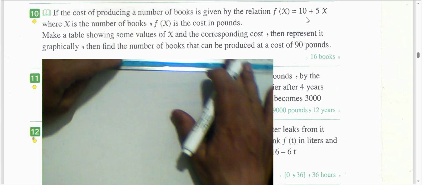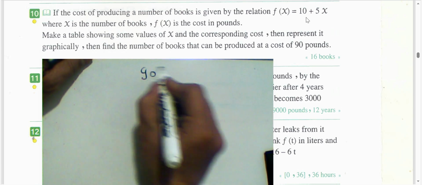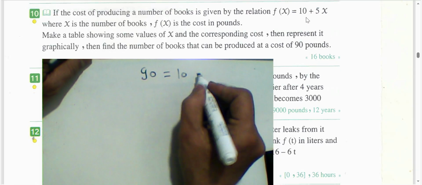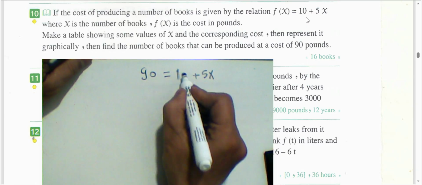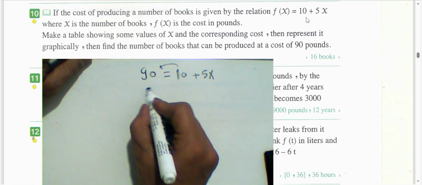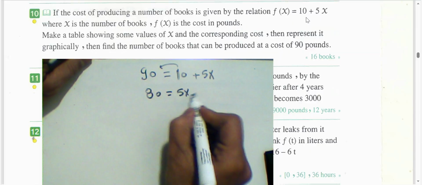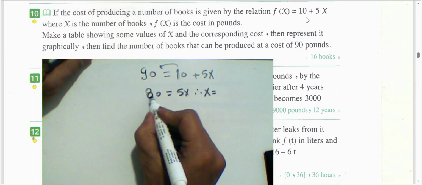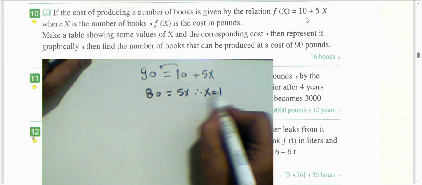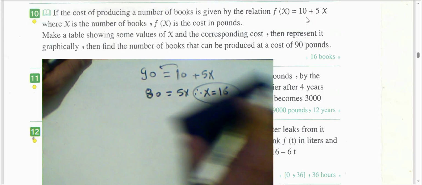Okay, if he asked about the cost being 90, right? 90 here is the cost. It equals 10 plus 5x. Move 10 here to the left-hand side. 90 minus 10 will be 80. 80 equals 5x. The value of x equals 80 divided by 5, which is 16. And the value of x equals 16.